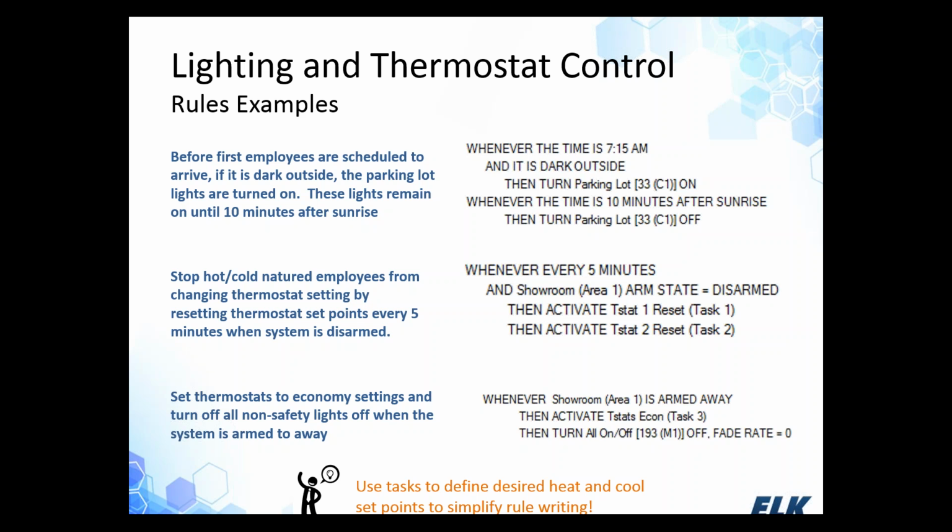If the thermostat's set to be at 71 degrees in the wintertime, they go over and jack it up to 73 or 74. Worst case scenario, 5 minutes later, the thermostat's going to get set back to 71 degrees, and it's going to continue to be like that all day long.